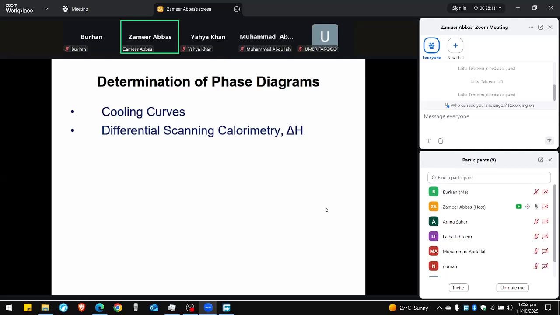Differential scanning calorimetry. Are you all familiar with DSC? No, sir. Have you worked with DSC or used DSC? Hello? No, sir. We are not familiar with this DSC.